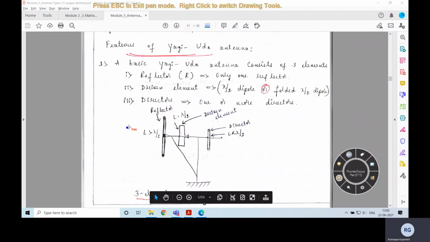The same thing is represented over here. Here we have a reflector. Here we have a driven element, which is a folded dipole. And at this end, we have the director.